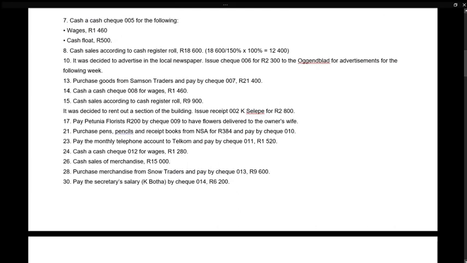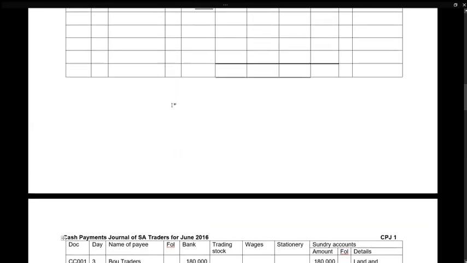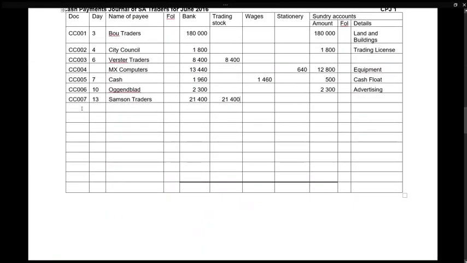It took place on the 14th. Cash check 008 for wages, 1,460 Rand. We are paying money again. So check counterfoil 008 because the previous one is 007. It took place on the 14th. They did not give us a name we are paying this money to, therefore we can use cash as our details. The amount that we are paying is 1,460 Rand and the reason is wages.